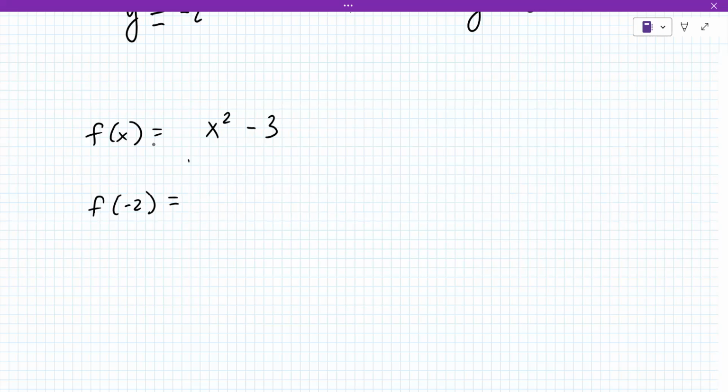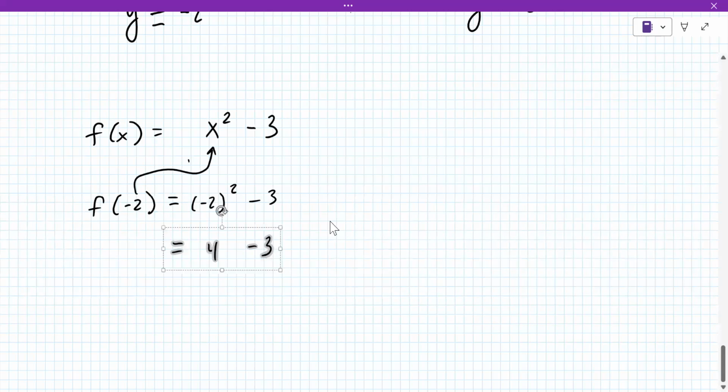F of -2 would equal, what would I have to calculate? You're putting -2 in for x, -2 in parentheses squared minus 3. Oh, okay. That would make -4 minus 3 is -1. Or, sorry, -2 squared is 4. 4 minus 3 is 1. Yeah. Okay, one more before we close out.